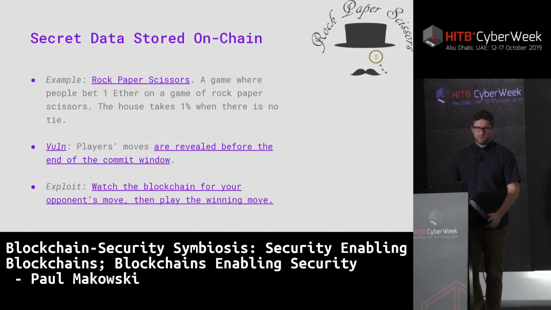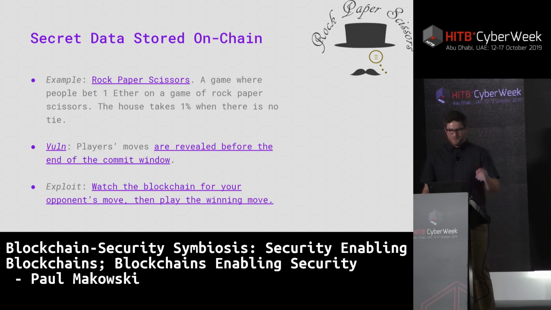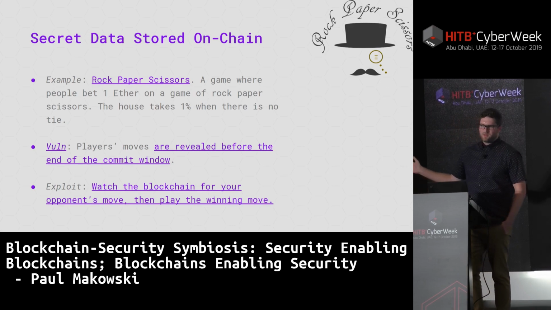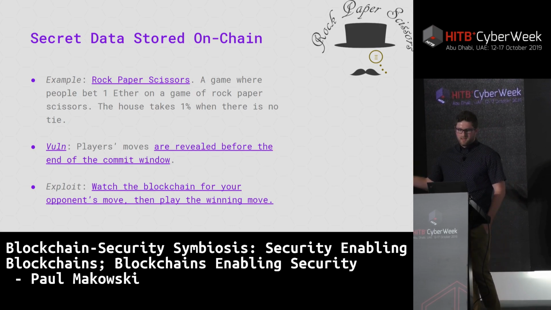So show of hands real quick. Has anybody here ever played the game Rock, Paper, Scissors? There you go. Okay, fair number of people. So one of the key aspects of Rock, Paper, Scissors is you need to not know what the other person is going to play before they play it, right? Sounds kind of obvious. Somebody built a Rock, Paper, Scissors smart contract on Ethereum and failed to attain that objective in this game.